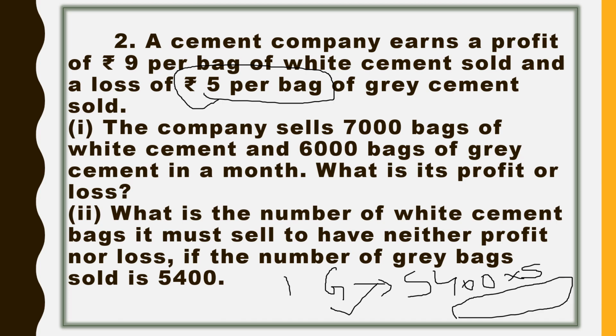Now what he asked is, what is the number of white cement bags it must sell to have neither profit nor loss? Means the company doesn't want any loss and doesn't want any profit. To avoid the loss, how many white cement bags does the company have to sell?